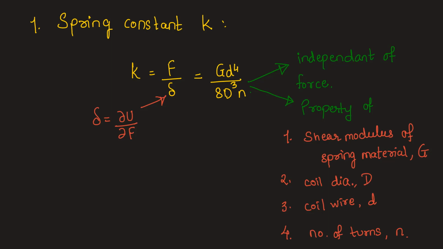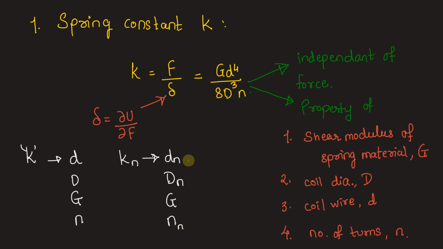Now let's assign the parameters for the old spring with spring constant K as small d, capital D, G and N. And for the new one, we will assign spring constant Kn, diameter of the coil wire dn, diameter of the coil capital Dn, shear modulus remains the same, it is not changed. But the number of turns has changed and become the new number of turns, that is 2 times the old. So let's write the relation with the old ones.